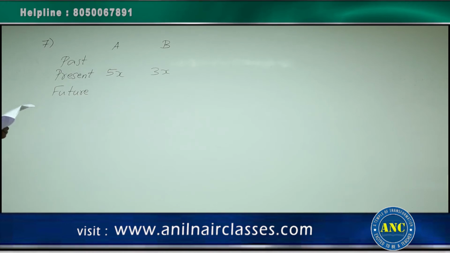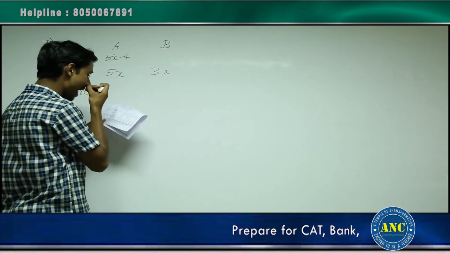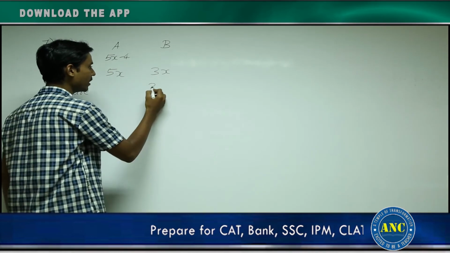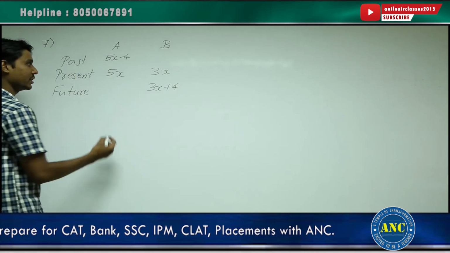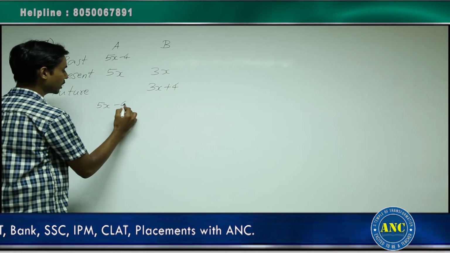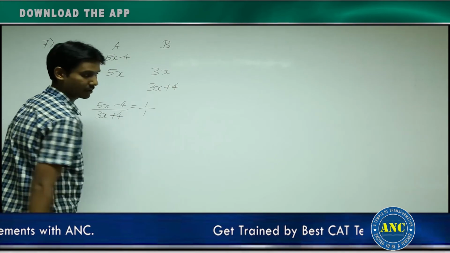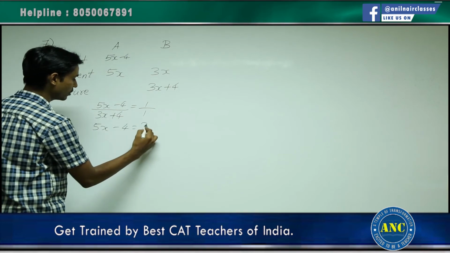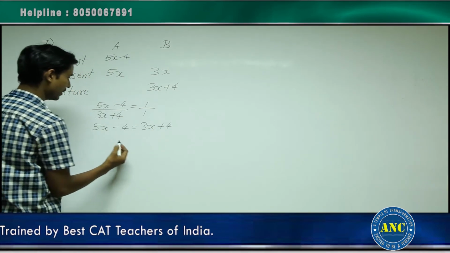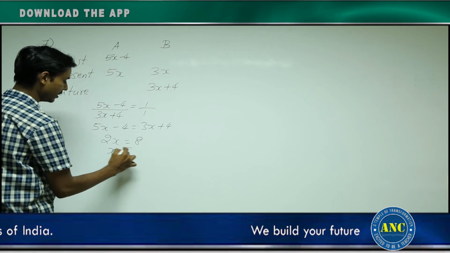The ratio between A 4 years ago and B 4 years hence: 4 years ago A was 5x minus 4, and 4 years hence B was 3x plus 4. This ratio is given as 1:1. That means (5x minus 4) divided by (3x plus 4) is 1/1. If I simplify, 5x minus 4 is equal to 3x plus 4. So 2x is equal to 8. x is equal to 4.